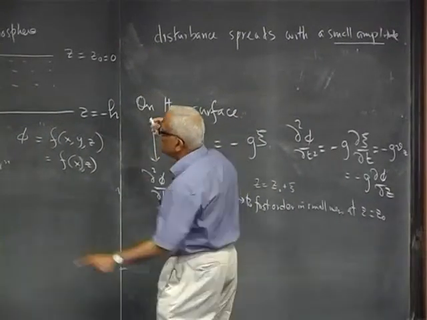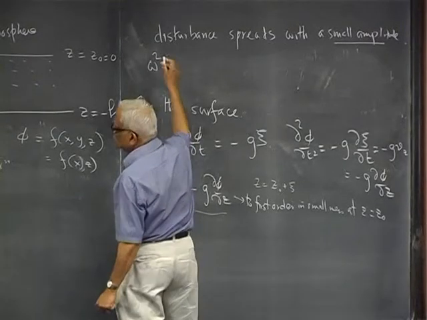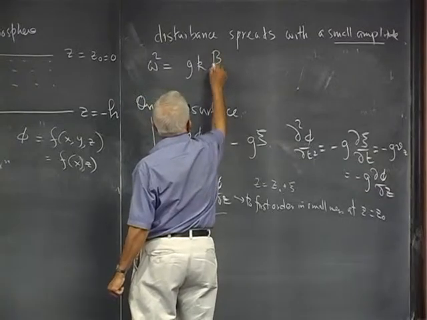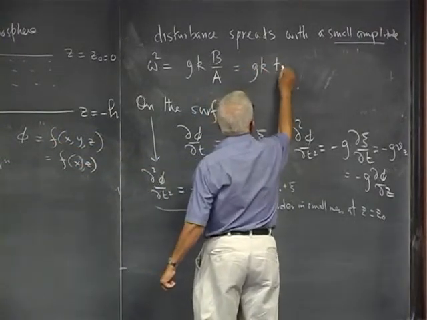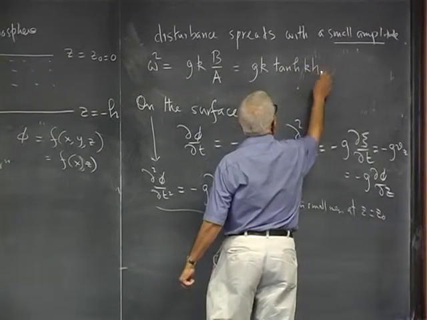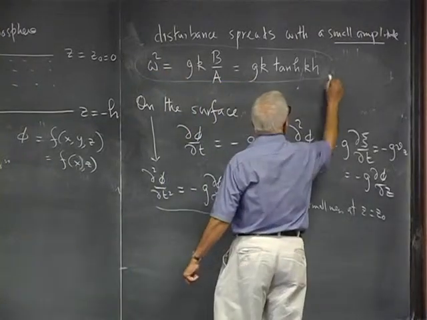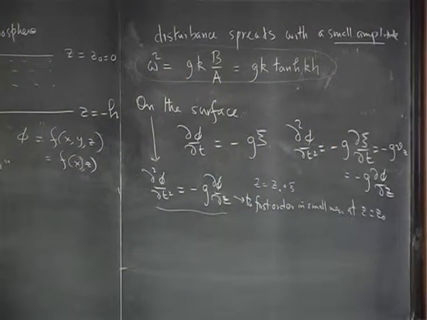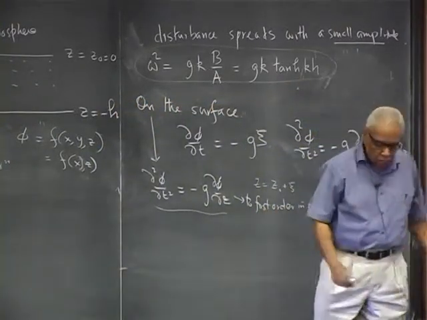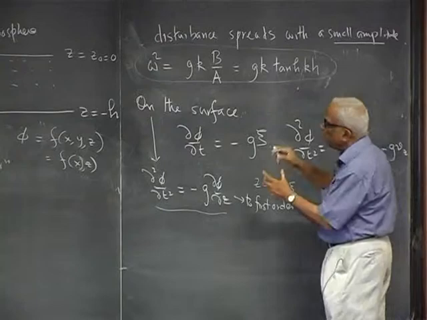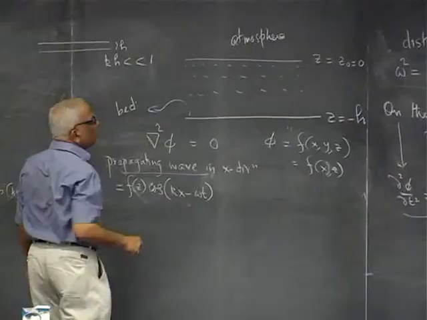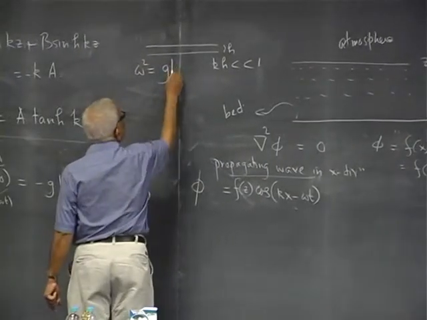So you have the result that omega square is equal to gk times b over a, but b over a is tan hyperbolic kh, so gk tan hyperbolic kh. So omega square is equal to gk tan hyperbolic kh. This is the dispersion relation, and you can see that it's non-trivial. For small kh, omega square is equal to gkh, that is, ghk squared.